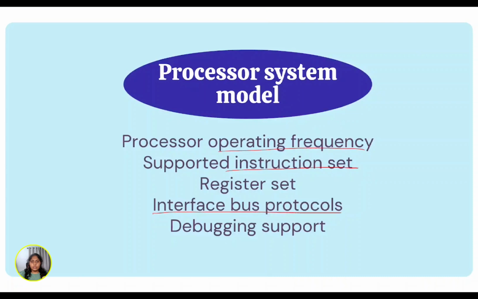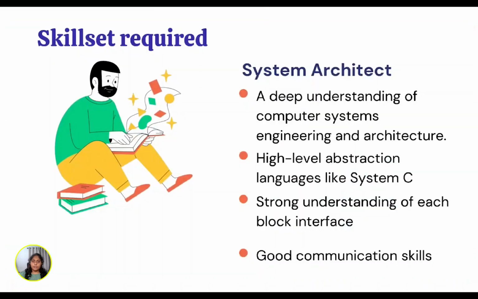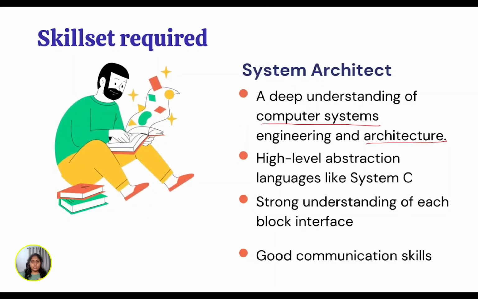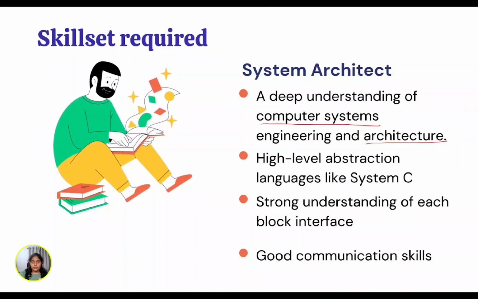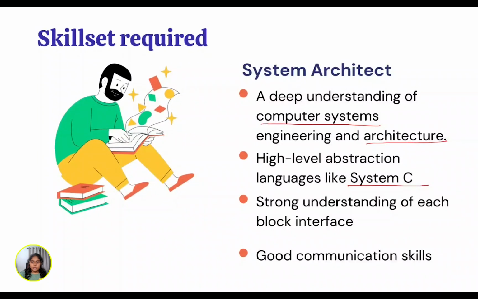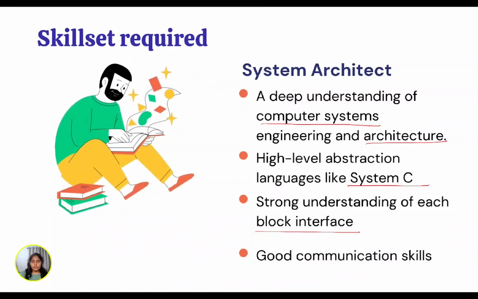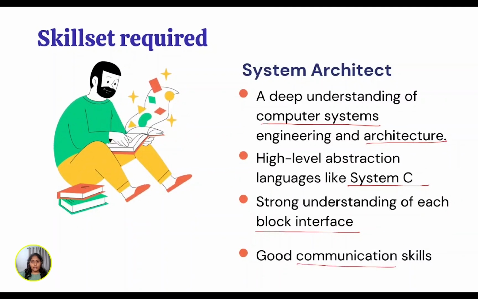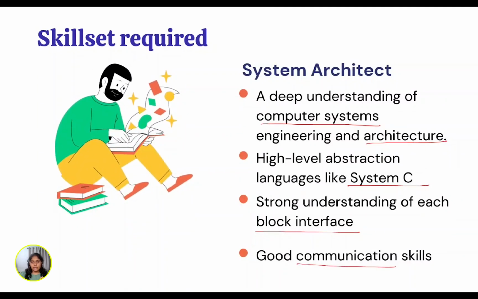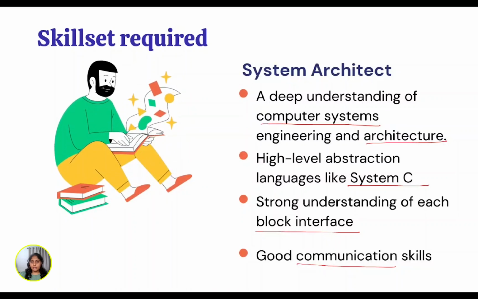We just understood what a system architect does. Now, let's see what you would need to do to become a system architect. Becoming a system architect requires a deep understanding of computer systems and computer architecture, proficiency in high level abstraction languages like SystemC, and familiarity with block interfaces for efficient integration. And obviously, strong communication skill is required since you will be communicating with the stakeholders, that is, the customers, as well as your block design teams.